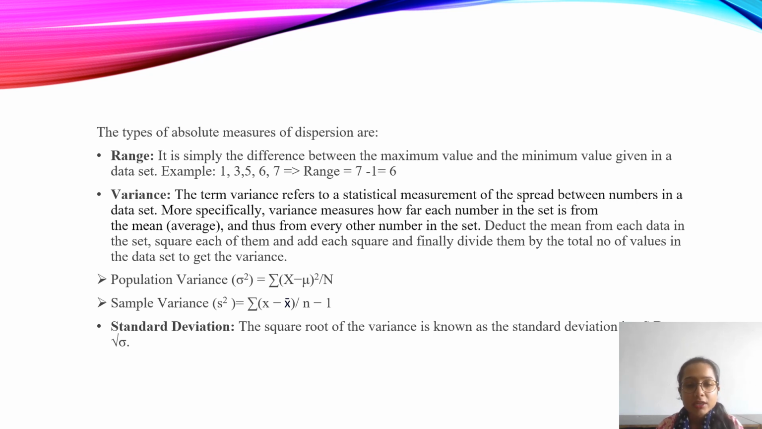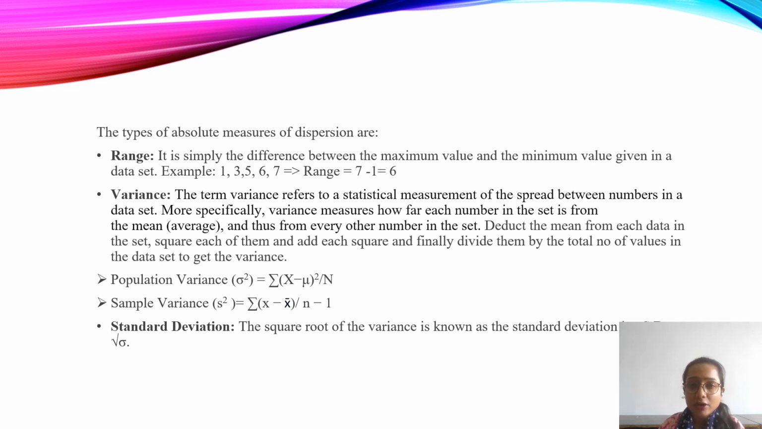Then comes variance. The term variance refers to a statistical measurement of the spread between numbers in a data set. More specifically, variance measures how far each number in the set is from the mean, and thus from every other number in the set. Deduct the mean from each data point in the set, square each of them, add the squares, and finally divide by the total number of values in the data set to get the variance.